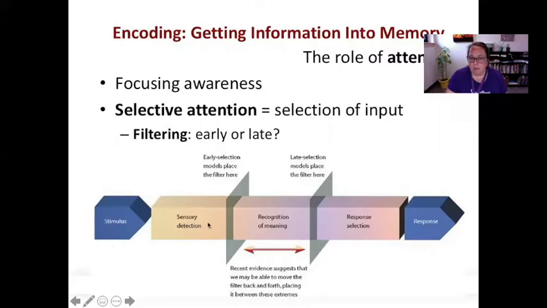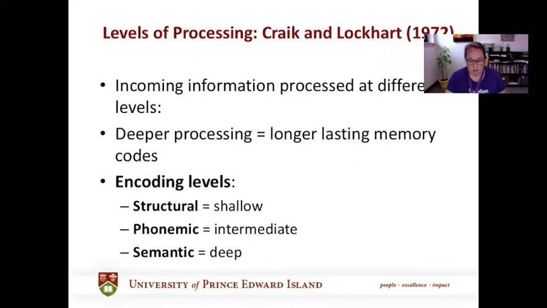So the first thing you have to do is be able to detect the stimuli. Then you have to be able to understand what this stimuli means. You have to select to respond to the stimuli or to encode the stimuli. And that's what's important in the learning process. If we look at Craik and Lockhart's study in 1972, they talked about how deeply we process information. So the deeper we process the information, the longer lasting the memory is. So if we process it at a structural level, it'll be a lower, shallower memory.